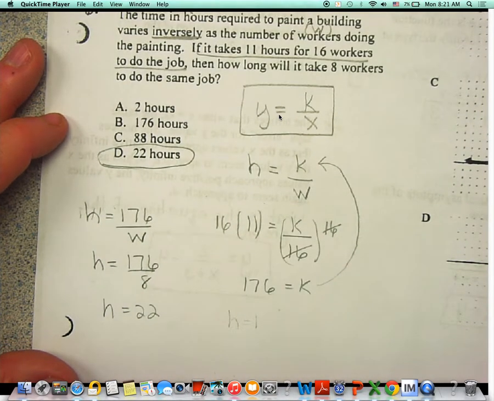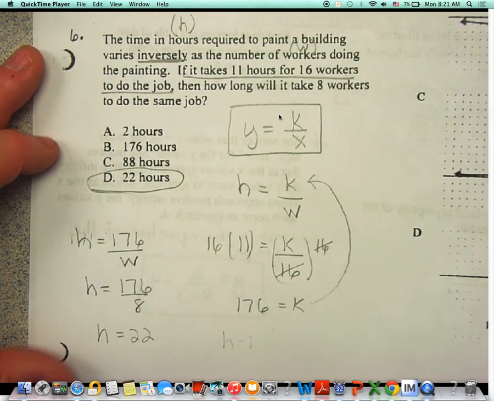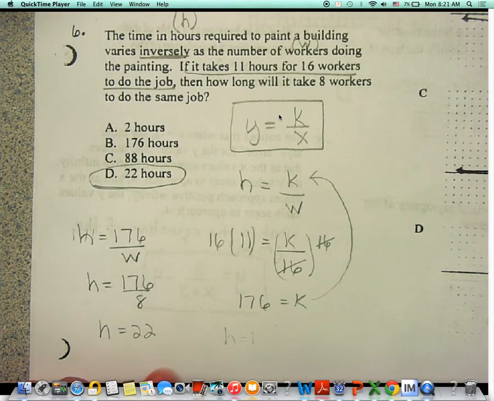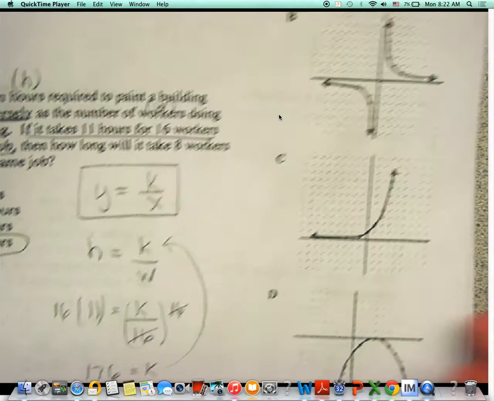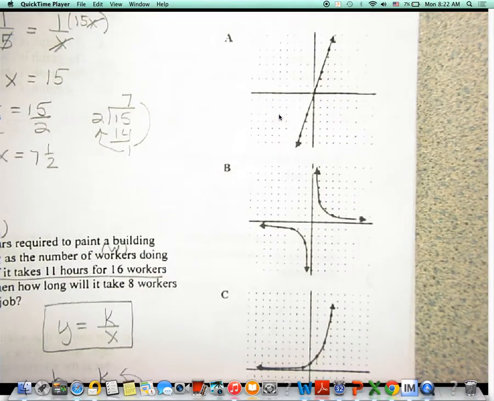Okay, questions? You remember doing these? We did a lot of these. Okay, number 7. Which is a direct relationship?